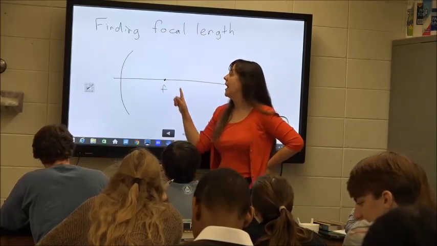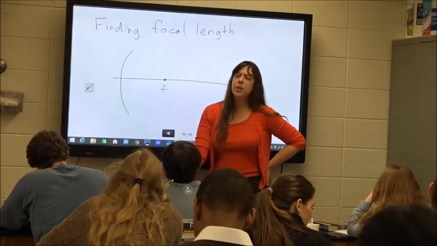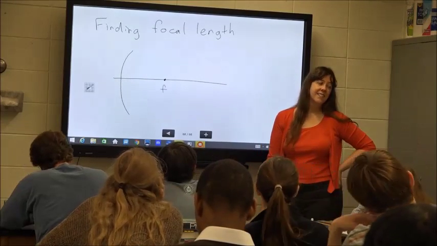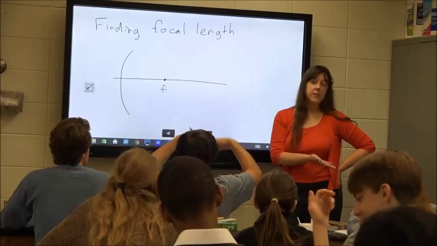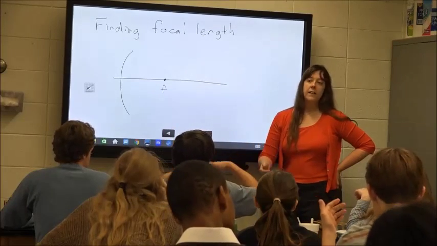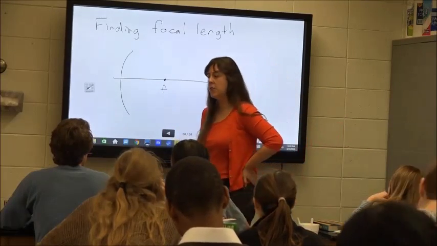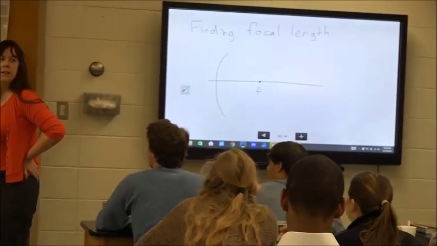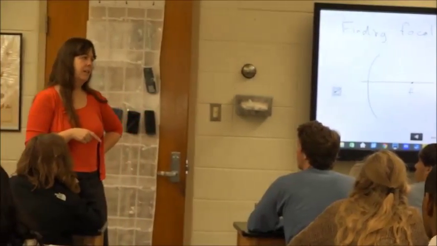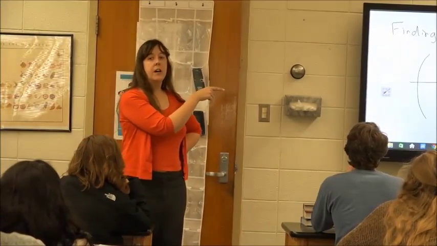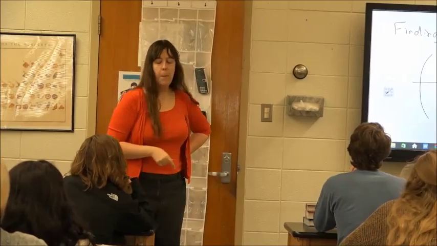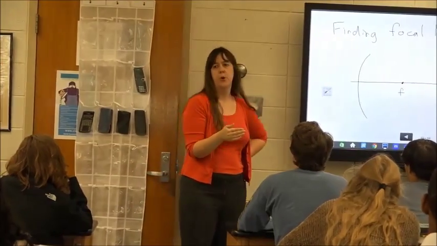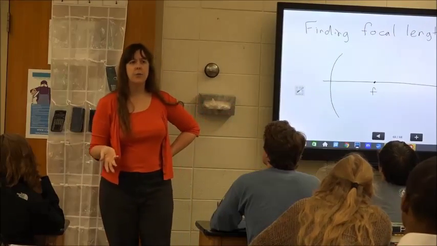So we need some other way to find the focal point. What else do we know about the focal point? It's where all of the light bounces back into. Perfect. Does all light always bounce into the focal point? No. What kind of light? White light, parallel to the principal axis. Perfect. When light rays come in parallel to the principal axis, they bounce off the mirror and reflect through the focal point. So how do we get a light source with parallel light rays?